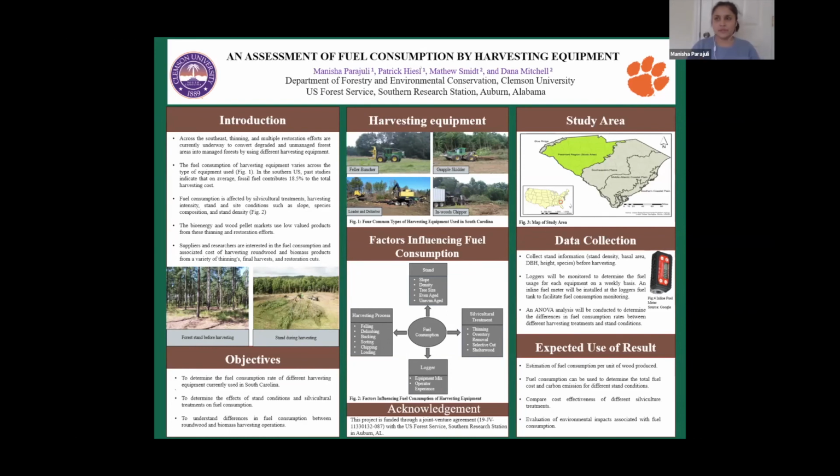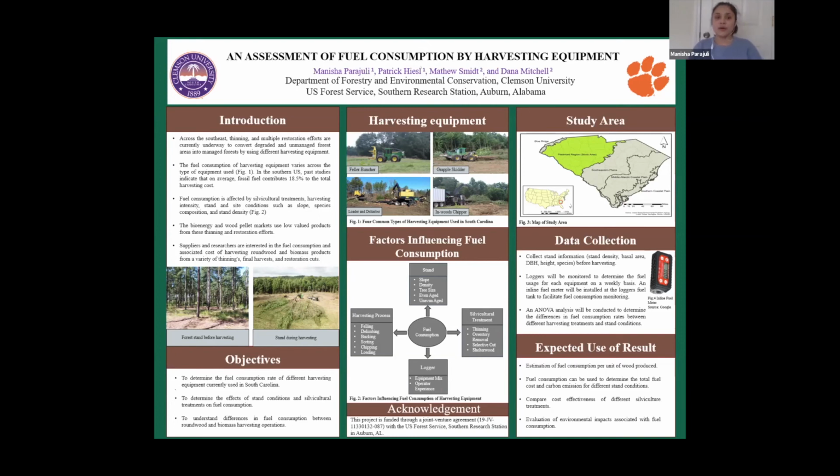The wood pellet market and bioenergy market have been a recent development in South Carolina, and they are very much interested in low value product, and also interested in determining the fuel consumption and associated cost of the harvesting. Here is the picture of a stand before harvesting and a stand during the harvesting operation.